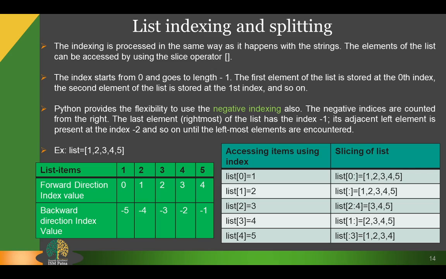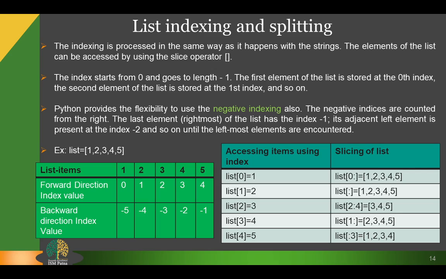Now let us see list indexing and splitting. What does index stand for and what does slicing or splitting mean? See, index means the value through which we can access the list item. A list supports 2 types of indexing, that is positive indexing and negative indexing. Positive indexing gives you the option to traverse your list in the forward direction, whereas negative indexing gives you the option to traverse your list in the backward direction.